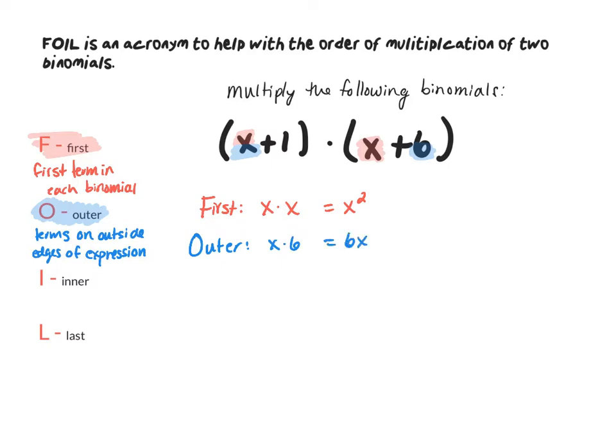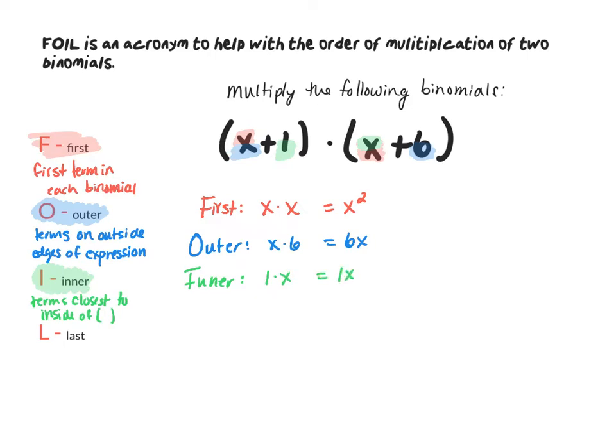The letter I stands for inner, and inner means the terms closest to the inside of the parentheses. So in the first binomial, closest to the inside would be the number 1, and closest to the inside in the second binomial would be the x. So our inner term would be 1 times x, which is equal to 1x.